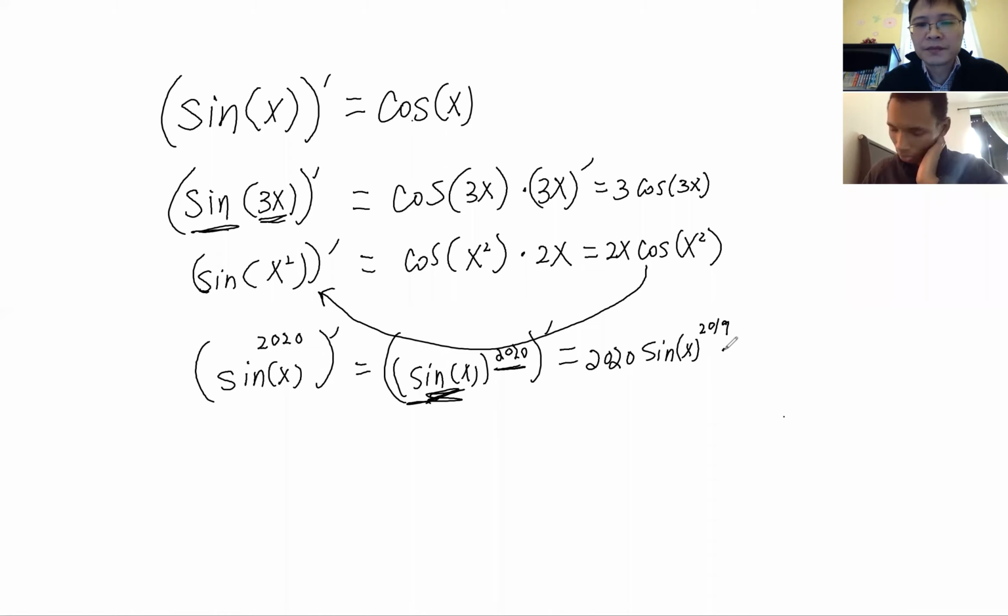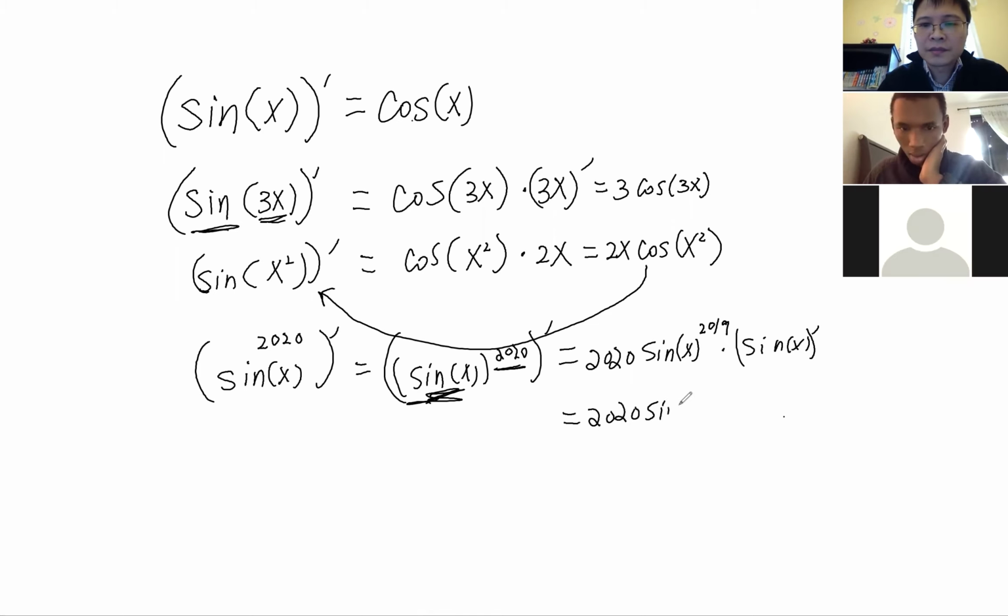Follow the chain rule. So we have to take a derivative of sine. Now we're going to get 2020 times sine to the power of 2019 times the derivative of sine, which is cosine.